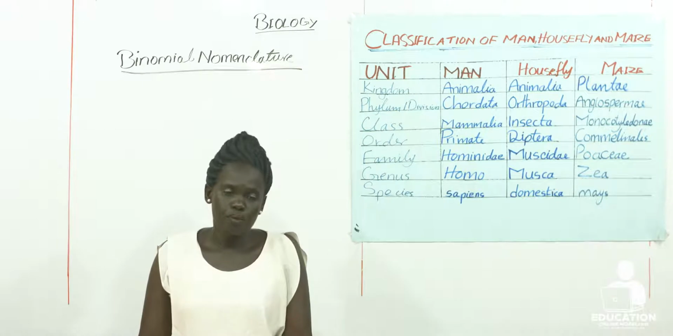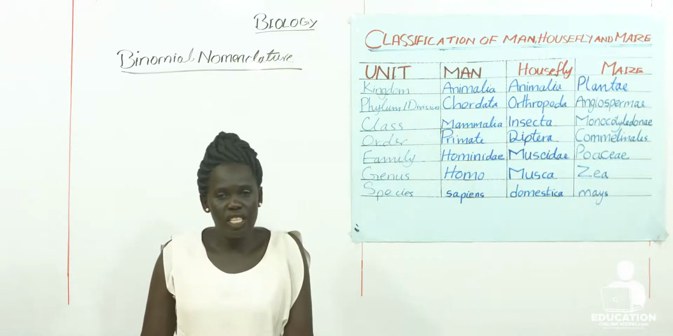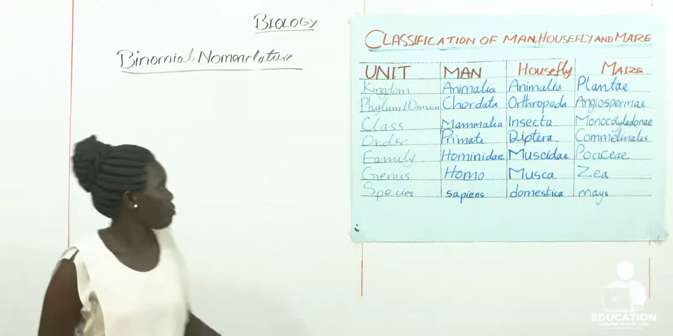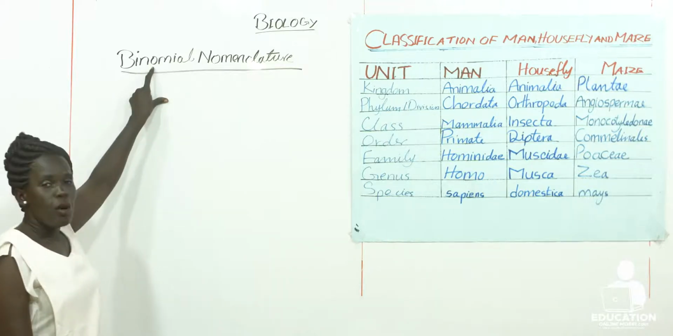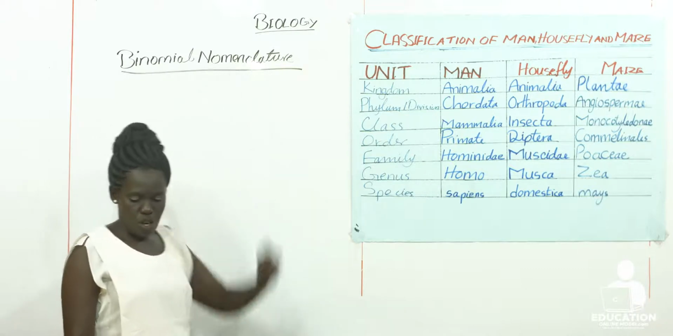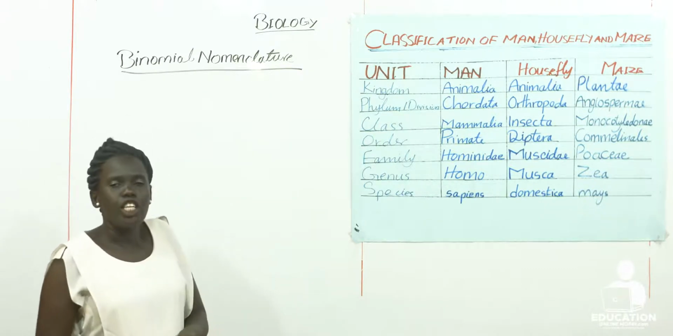Presenting you a topic in biology, Biology Senior 3 and 4. Our topic of today is binomial nomenclature, or it means double naming.